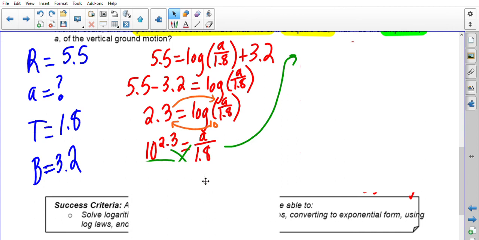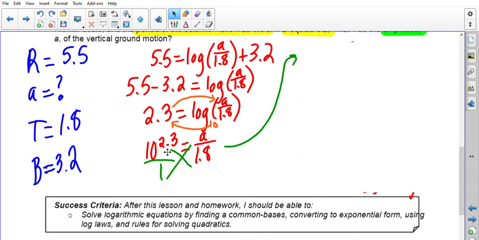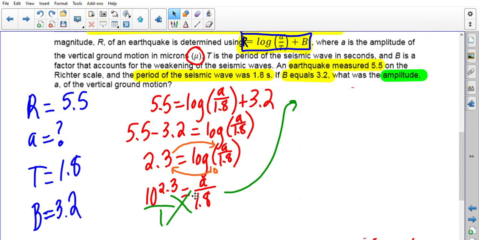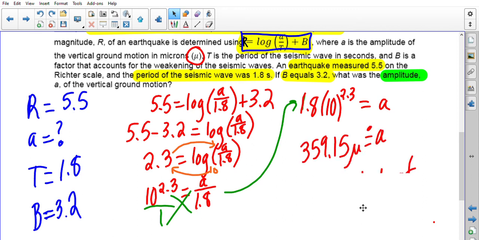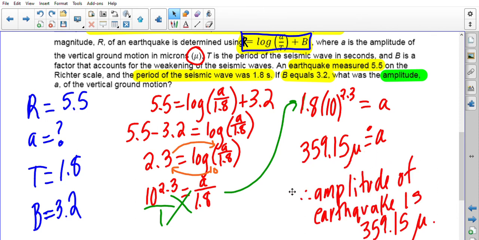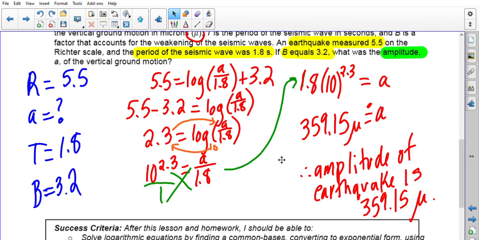Once you get here, you can cross multiply. Put that over 1, and we get 1.8 times 10 to the 2.3 equal to A times 1. Entering that into our calculators, 1.8 times 10 to the 2.3, approximately to 2 decimal places, you should get 359.15 microns. This symbol here is called mu. It's kind of got a tail on the u at the front instead of at the back. And that means our answer is the amplitude of the earthquake is 359.15 microns.